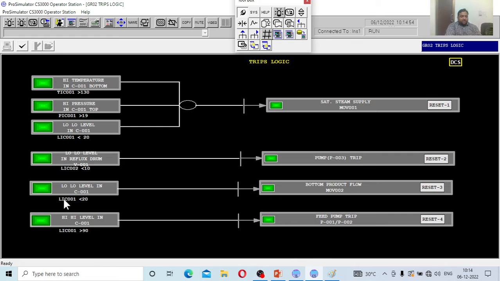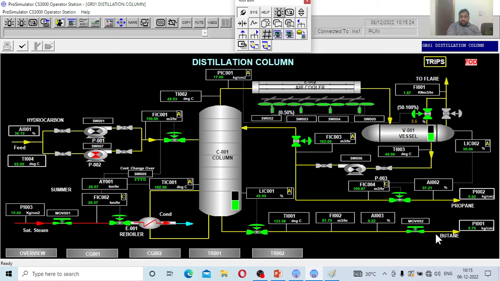Bottom product flow trips when there is low level in the C001. When the reboiler level is less than 20%, there is no requirement to send things out from the reboiler. So when the reboiler level is less than 20%, automatically the bottom product flow, MOV002, will be tripped. The reboiler level is specified at 20-30%, and below that this valve will get closed. If there is low level in the reboiler, what are you going to send out then? What are the other trips?